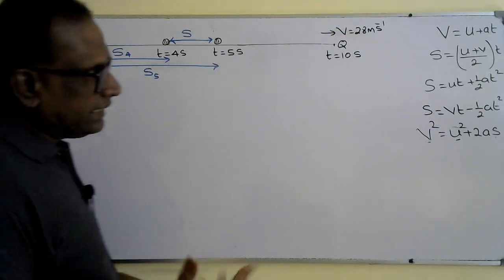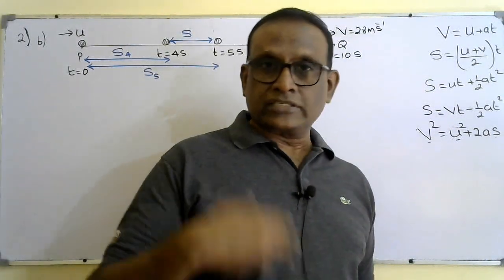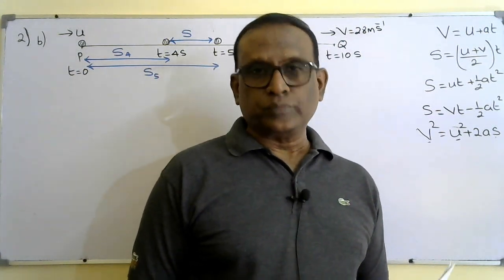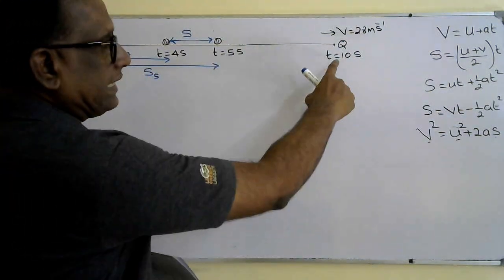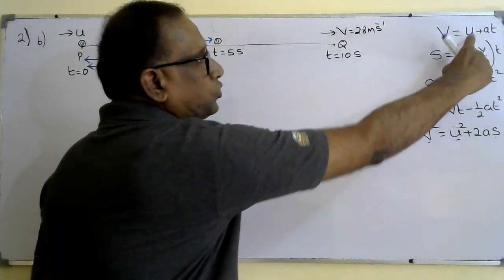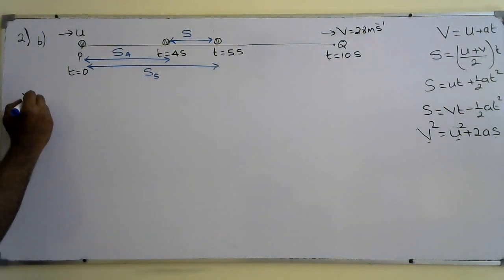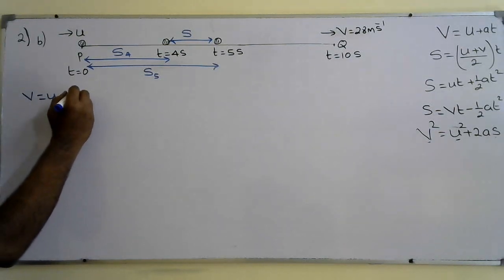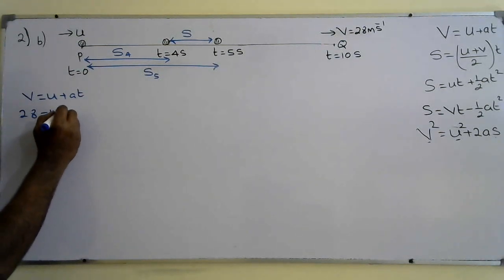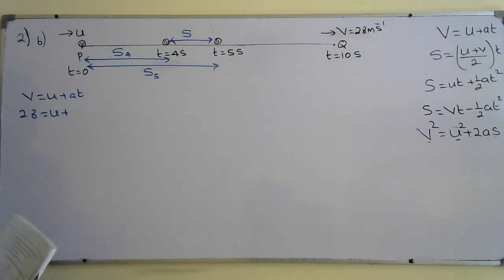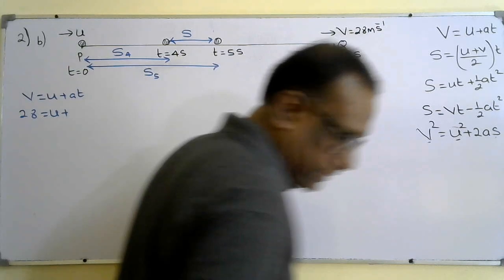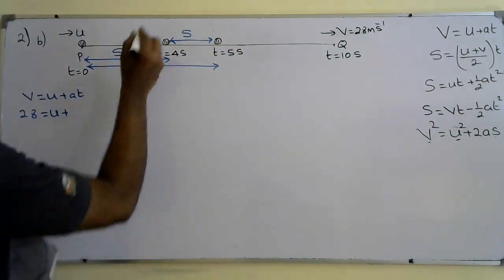Here I think it's easy to use S equals ut plus half at squared, because we have found the acceleration already in the first part, 1.2 meter per second squared, and we know the speed at 10 seconds, which was taken as the final speed. By using v equals u plus at, we can find the u when t equals 0. So v is 28. We need to find the u. The acceleration we already found in the previous part is 1.2 meter per second squared.